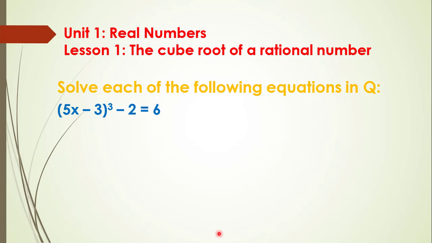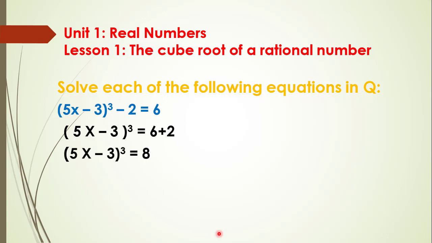Another exercise, solve each of the following also. At first, I'll move negative 2 to the right hand side with a positive sign. It will be positive 6. So (5x minus 3) all to the power 3 equals 8. Now it's time to take the cube root for both sides. So I'll divide this power by 3 to become 1. So 5x minus 3 equals the cube root of 8.